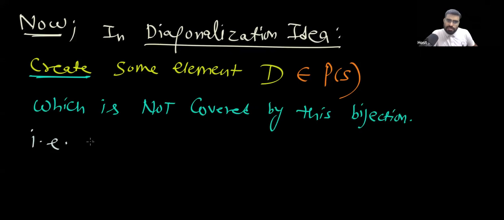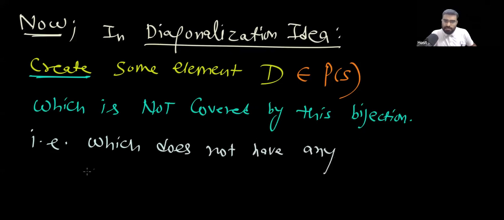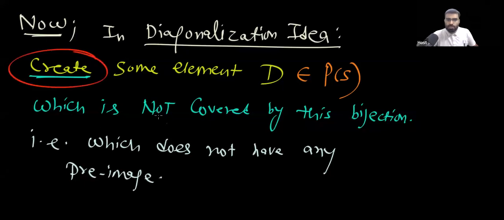Which means it does not have any preimage. So this type of element you create. Is this clear? Create this type of element which you did not cover in this bijection. Okay, let's call this element D.